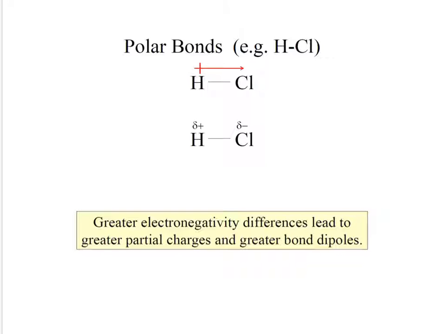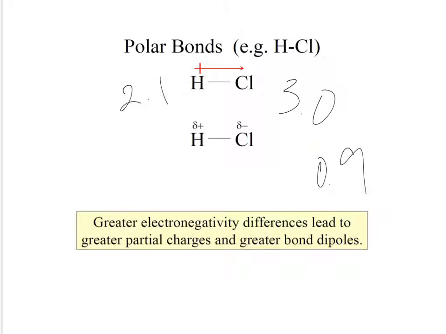All right, so here hydrogen has an electronegativity value of 2.1 and chlorine has an electronegativity value of 3. So the difference is 0.9. That makes it polar. Chlorine's more electronegative, so its shared electrons are going to be pulled closer to the nucleus.